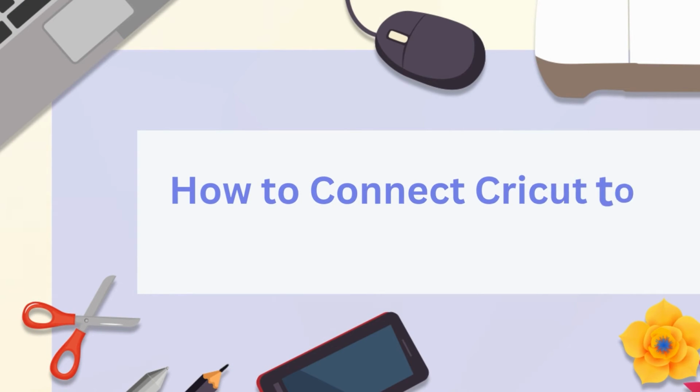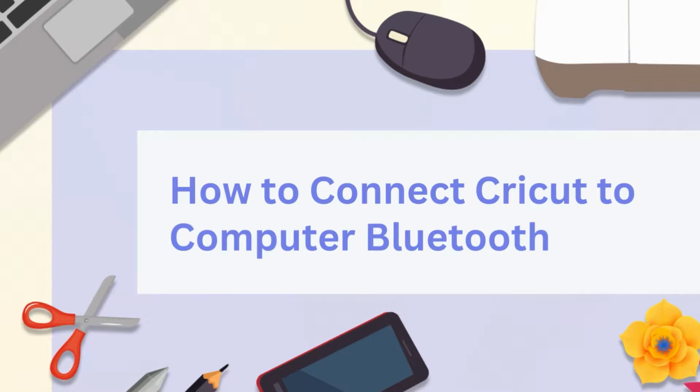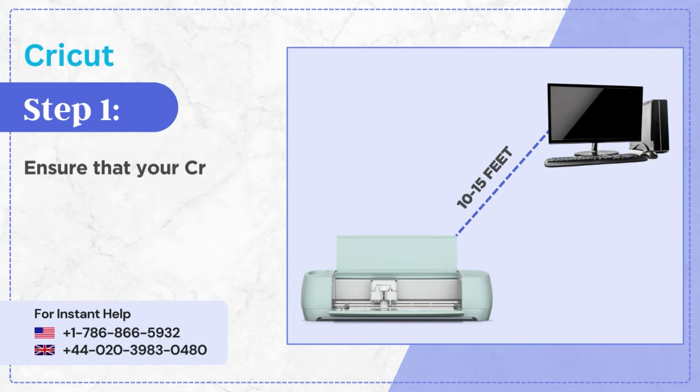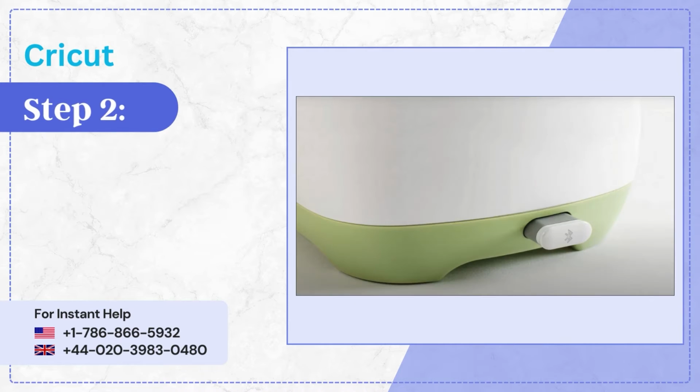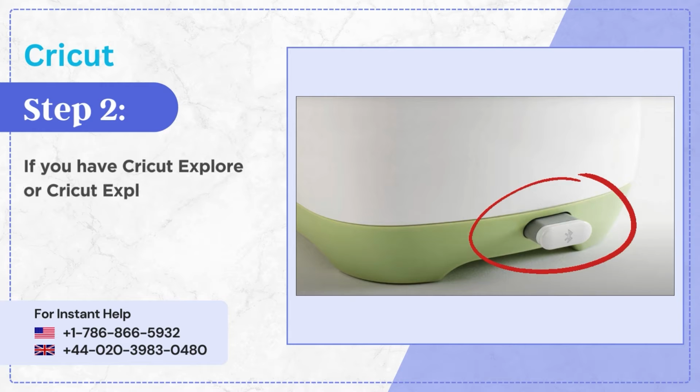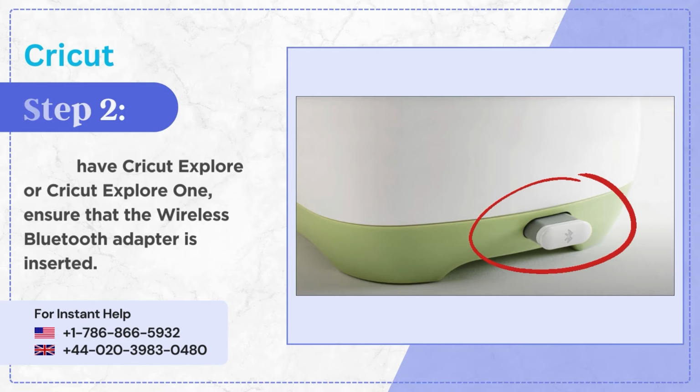How to connect Cricut to computer Bluetooth. Step 1. Ensure that your Cricut machine is powered on and within 10 to 15 feet of your computer. Step 2. If you have Cricut Explore or Cricut Explore 1, ensure that the wireless Bluetooth adapter is inserted.